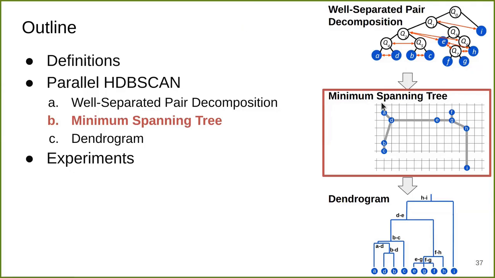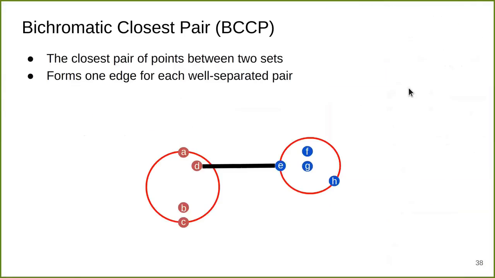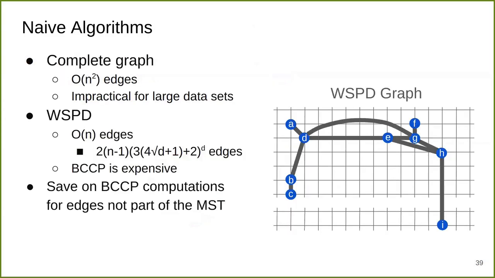The next step is to compute the MST. You might be wondering, with this well-separated pair decomposition, how do we convert it into a graph? We use the bichromatic closest pair. Given a well-separated pair, we simply take the closest pair of points and add one edge between them. In this way, we convert each well-separated pair into an edge. Just a recap: for naive algorithms, initially we had a graph with a quadratic number of edges, and now with WSPD, we only have a linear number of edges due to the linear number of pairs.